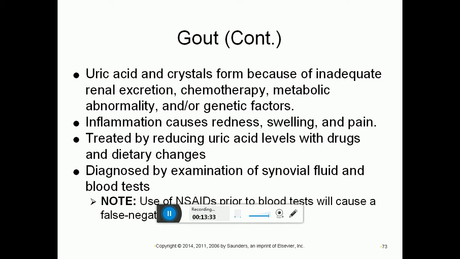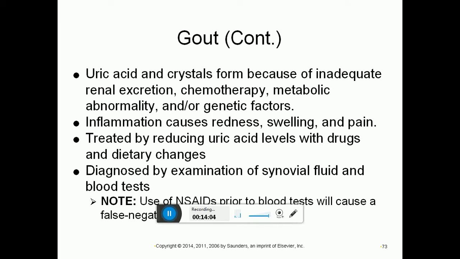Or the person has cancer and they're taking chemotherapy, and now they're breaking down a lot of cells, and that accumulation of the DNA and its metabolites can increase uric acid, leading to gout as well. Again, we have all the signs of inflammation in the joints. The treatment is to try to reduce uric acid levels with different kinds of medications and some dietary accommodations, so decrease protein intake.